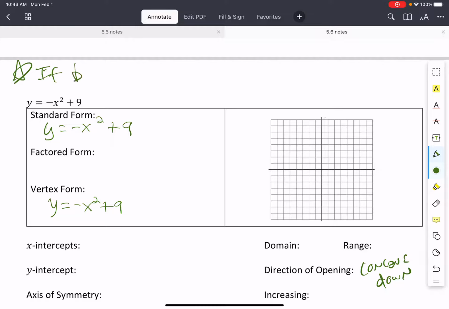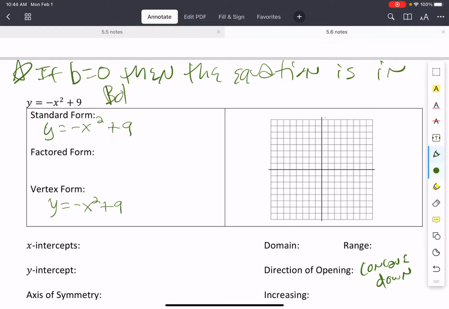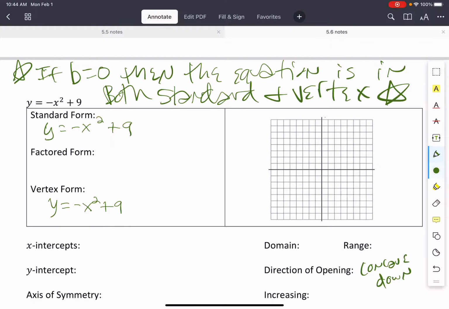If B equals 0, then the equation is in both standard and vertex. Okay? If my middle number is 0, the equation is in both standard and vertex. So that means we know the y-intercept and the vertex are going to be the same.